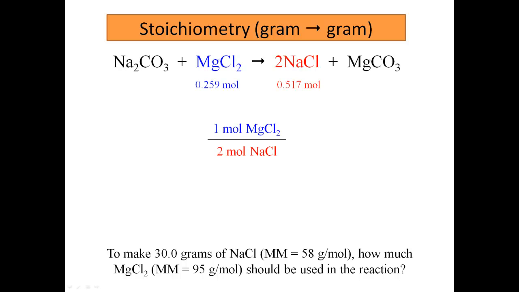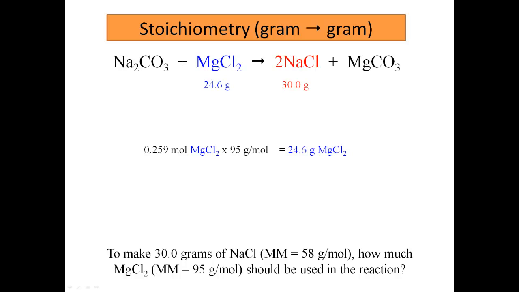In order to find out the mass of magnesium chloride, I take those moles and multiply by the molar mass, and it gives me 24.6 grams of magnesium chloride. And there's our answer. If we need to produce 30.0 grams of sodium chloride, we need to use 24.6 grams of magnesium chloride.